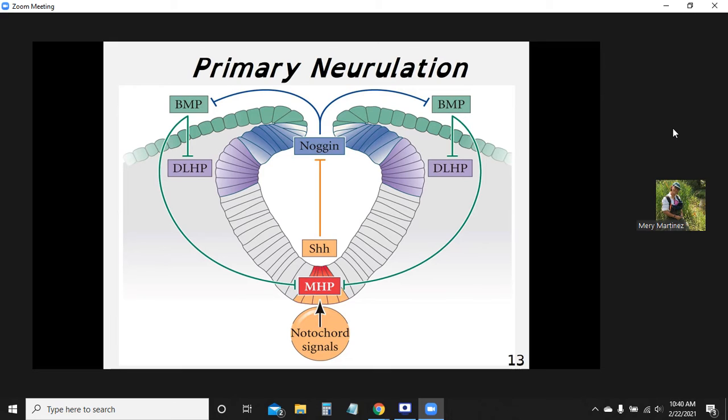Is this interaction understood, Sonic hedgehog, BMP, and noggin? Yep, I'm just looking at Annika and Emma. Yes, yes, okay.